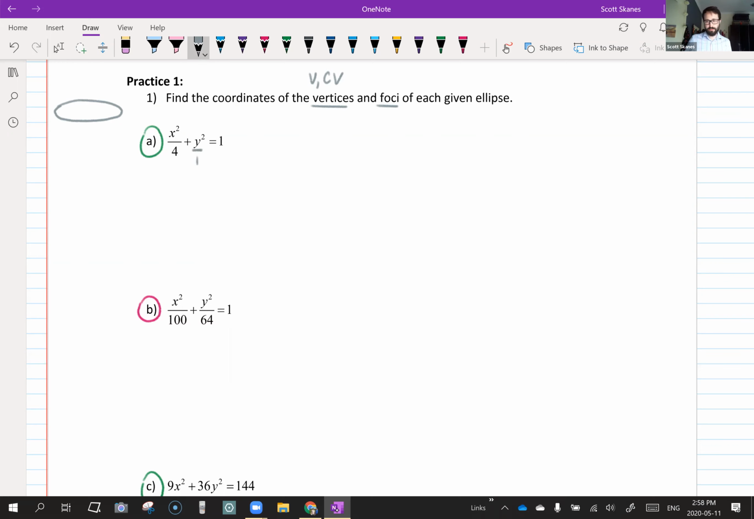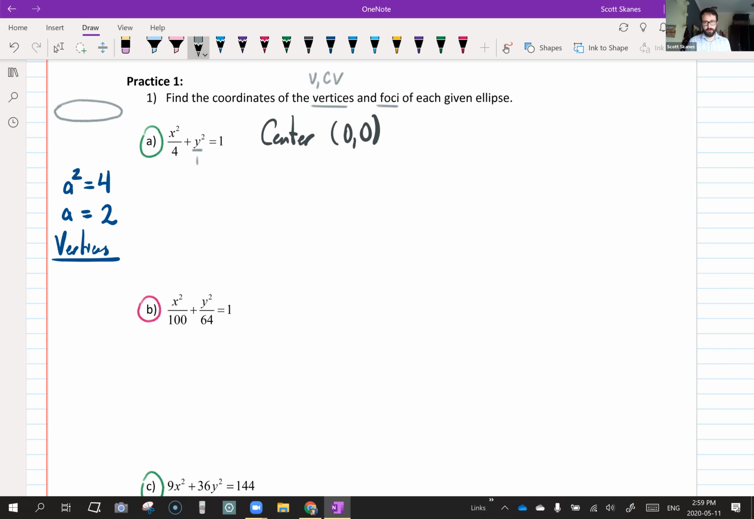So let me start building this for you. Sorry, I'm just getting my notes. First of all, I know that my center is (0, 0). How do I know that? Because there is no h or k here. If there's nothing next to the x, there's no h. If there's nothing next to the y, there's no k. Let's go through our story. a squared, what's a squared? It's the bigger number on the bottom. In this case, 4. That means a must be 2. I can get my vertices.